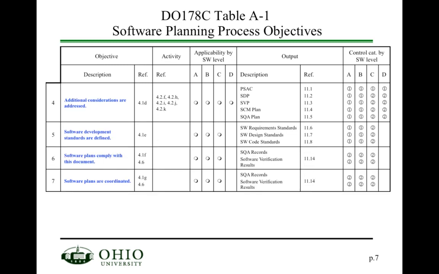Some additional considerations, we'll talk about this later. An example of this would be deactivated code. Another objective would be the development standards. Remember, D178C is an assurance standard. Development standards tell you a little more about how to do these particular processes. So you need to identify some of these standards as well, because in the end you need to coordinate these plans, and the plans need to comply with the D178C document.